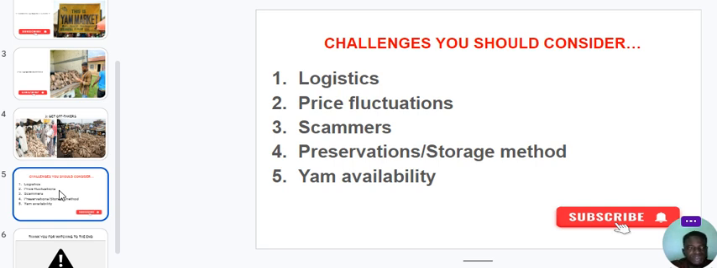So with price fluctuation, if you're giving your customer a price, you need to be very careful, because it will not make sense if you tell your customer to pay 80,000 for 100 tubers, and when the 100 tubers arrive, you tell them, oh sorry, the price is now 120,000 per 100 tubers.